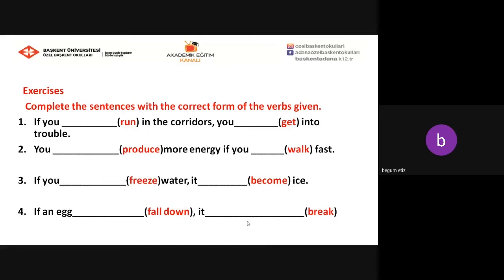If you, in the corridors, you, into trouble. You, more energy if you, fast. If you, water, it, ice. If an egg, it. Okay, let's think about them and then write the correct answers with the correct form of the verbs given.